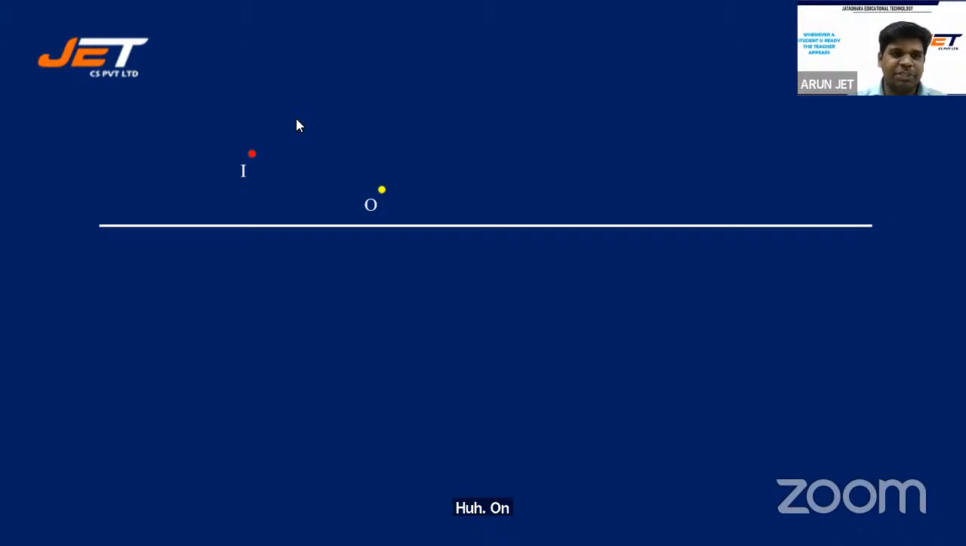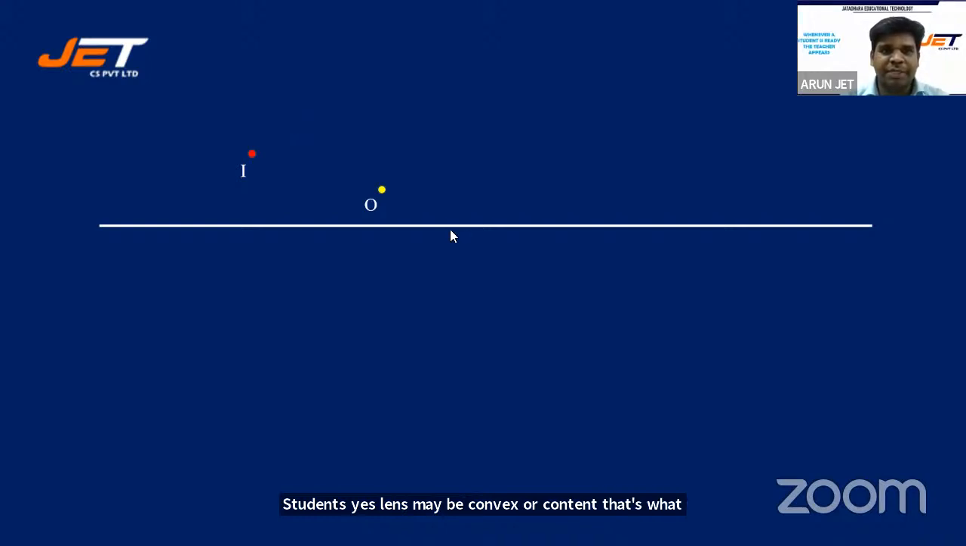All right, let's look at the thought process. Students, yes, the lens may be convex or concave. That's what you have to decide first. So how do we decide whether it's convex or concave? Look at this. The object is being magnified. If I say this is the object, the yellow dot, the distance of the yellow dot from the principal axis is less than the distance of the image dot from the principal axis. That means the object is being magnified. This is possible with a convex lens, and it's on the same side. That means it's virtual and direct. This is possible only with a convex lens. So the lens has to be convex.